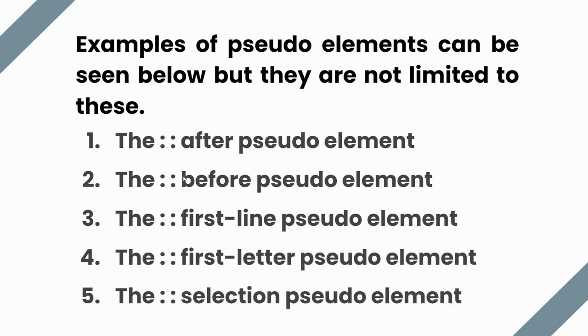So the first pseudo element we have is the after pseudo element, which is followed by the before pseudo element. Also, we have the first line pseudo element, which is followed by the first letter pseudo element, and lastly the selection pseudo element. So I'll be showing you how these pseudo elements would make your styling look very precise and different from everything we've been doing before.